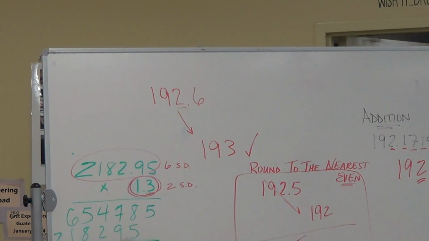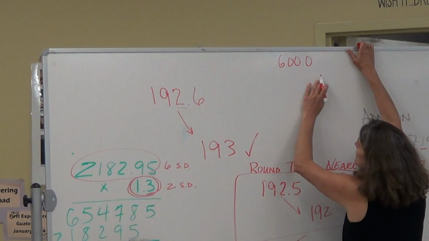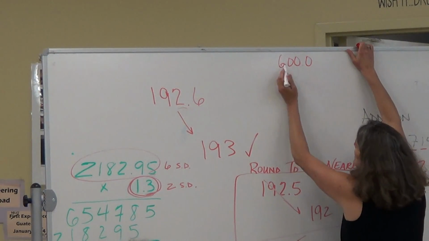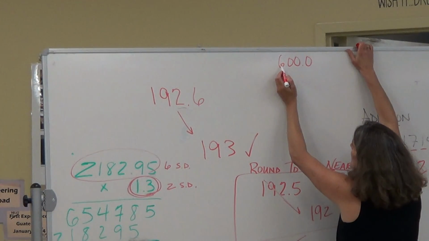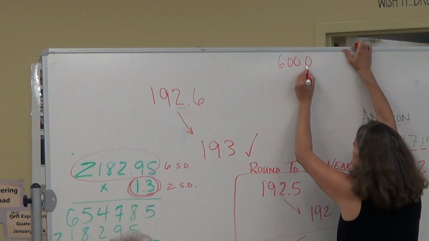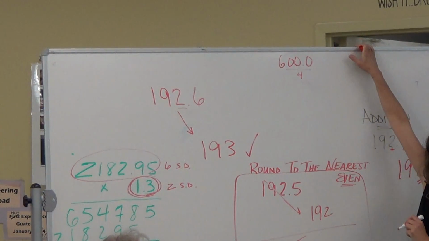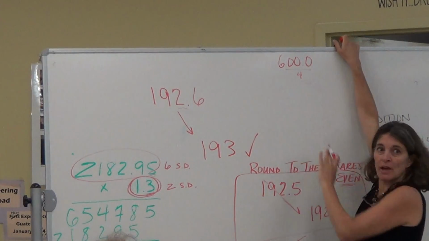Cody, so it's 600.0. How many significant digits is it? 4. I would have to look at the rules. If the 0 is to the right of the decimal and there's a number that's significant, I think that this is 4, right? Yeah, isn't it the zeros on the right side?